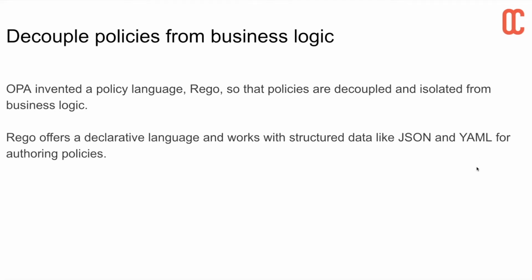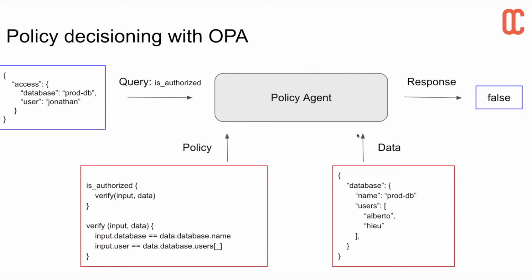Here's an example of policy decisioning where we have our policy agent and we load a policy and data to go with the policy. This policy checks if a user is authorized to access a database, and the data defines the users who have authorization. When the policy agent receives a query calling the isAuthorized policy with some input data, it processes the policy and then returns a response. In this case, it's a simple false, because the Jonathan user doesn't have access to the database based on our trusted data.